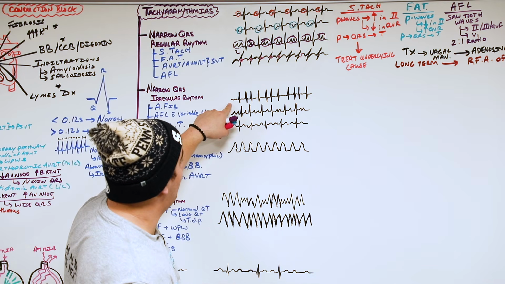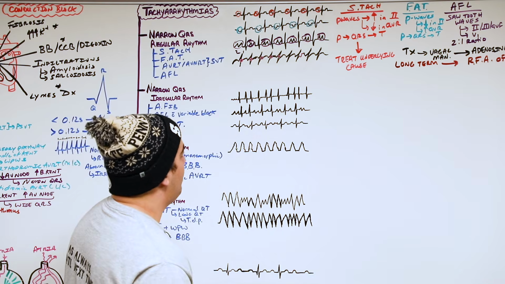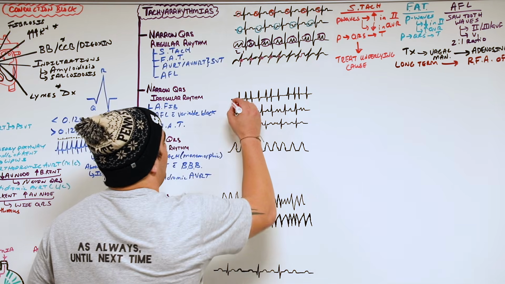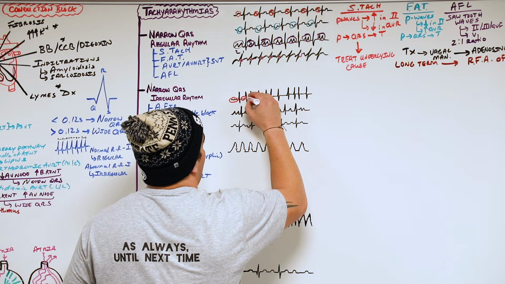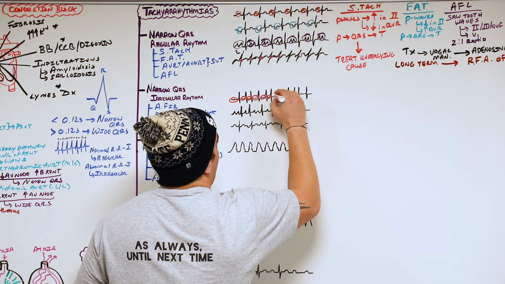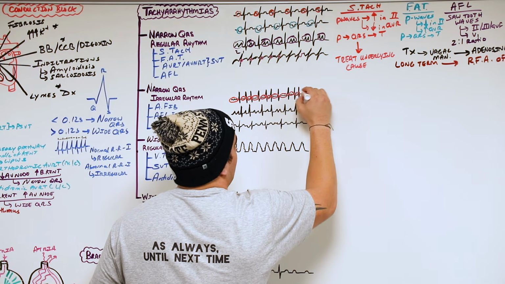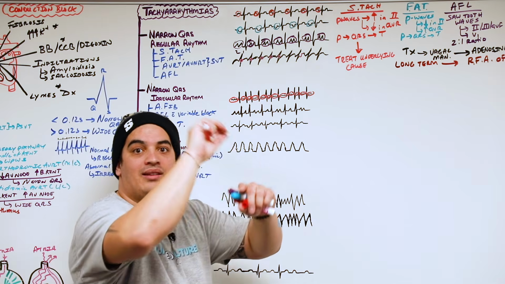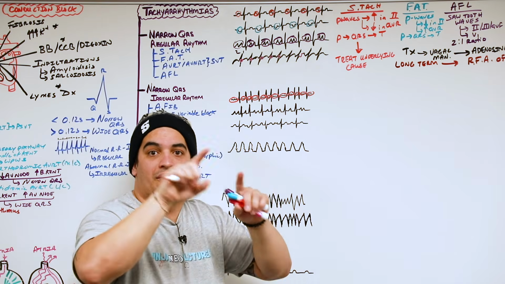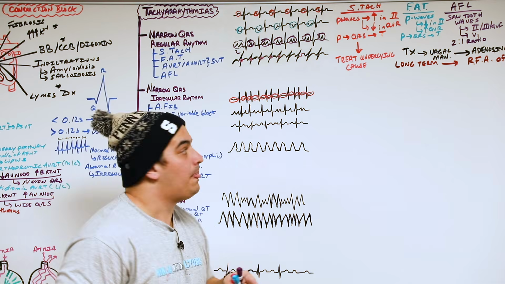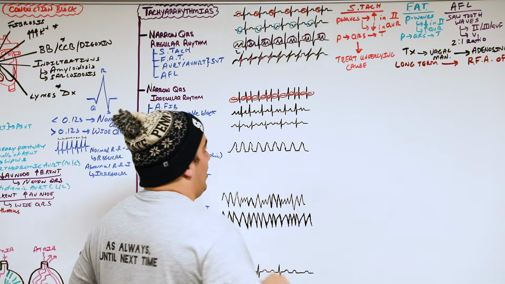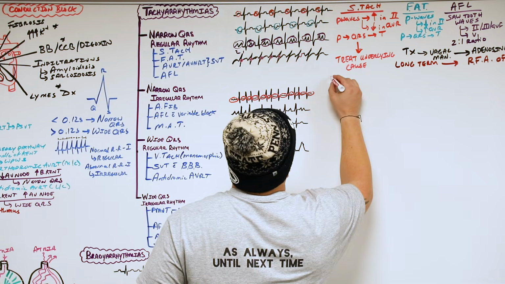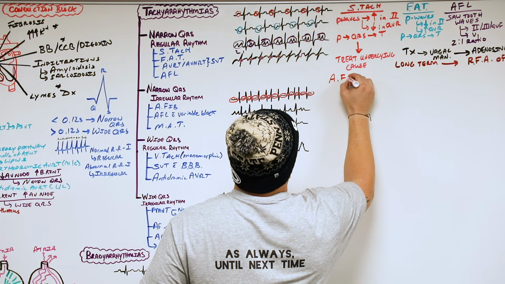No, there's no visible P waves. Okay, so if there's no visible P waves, what is this little squiggly line coming before the QRS complexes? These are called your fibrillation waves. These fibrillation waves are due to multiple ectopic foci firing, or multiple reentrant circuits firing. And this will tell you that this is most likely atrial fibrillation.